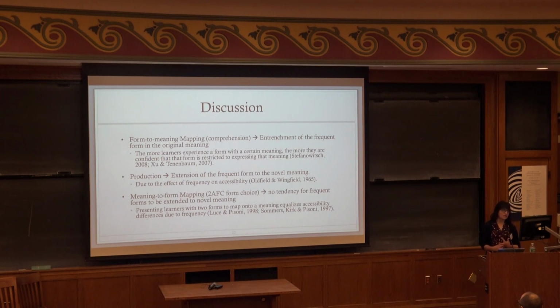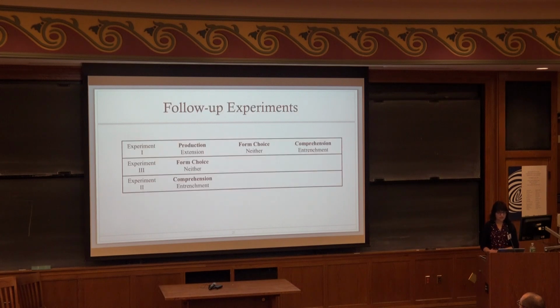This is informed by work in Pizzoni's lab, where studies show that the effect of frequency basically disappears in a limited set of responses, and so that's what the 2AFC task is doing. We have a couple of follow-up experiments, putting these tasks immediately after exposure to make sure that there are no carryover effects causing these results. As you can see, it's replicated here. For form choice, we don't get a preference, and in comprehension, we get entrenchment.